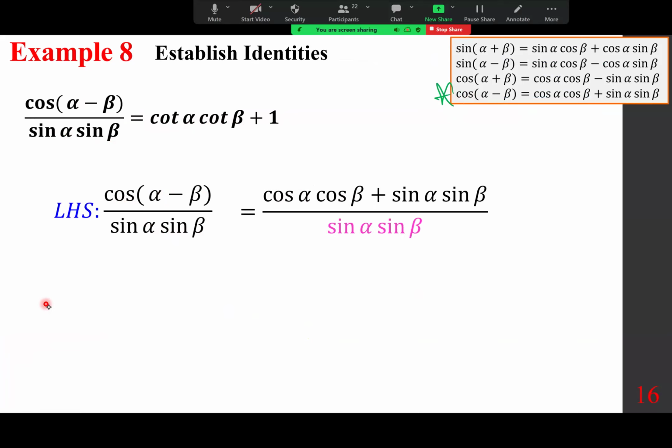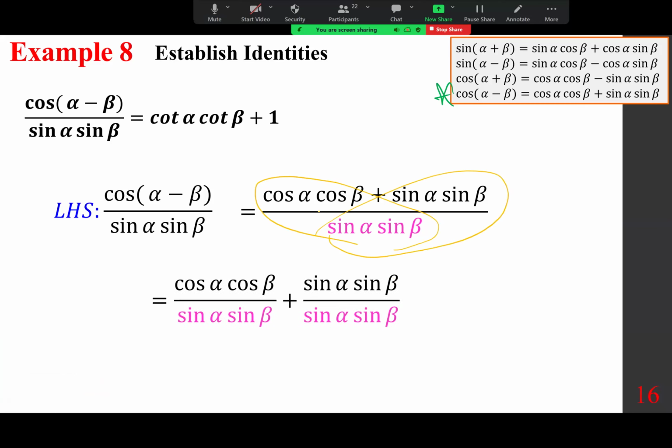And I hope you recognize that you can make up two fractions. This is one fraction. This is the second fraction. So obviously this is 1. Cosine alpha over sine alpha is cotangent alpha. Cosine beta over sine beta is cotangent beta. And we're done. We just proved that.